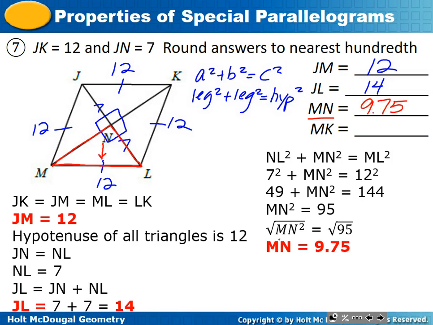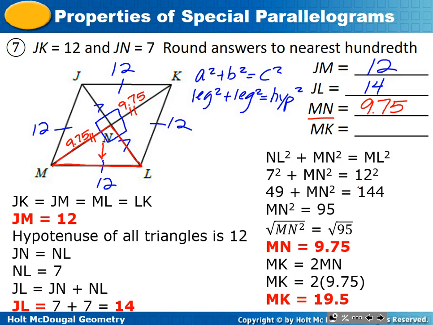So I'm going to go ahead and put it in here in my drawing too, because this is 9.75 right here, which also means this right here is congruent to this. So this is also 9.75. So when I'm looking now for MK, I can just do 2 times MN. MK is equal to 2 times MN. So 2 times 9.75 is 19.5. Again, we're using a lot of our properties here that we've learned prior to today.